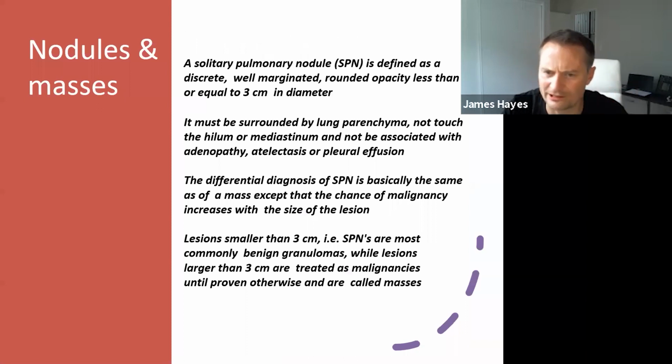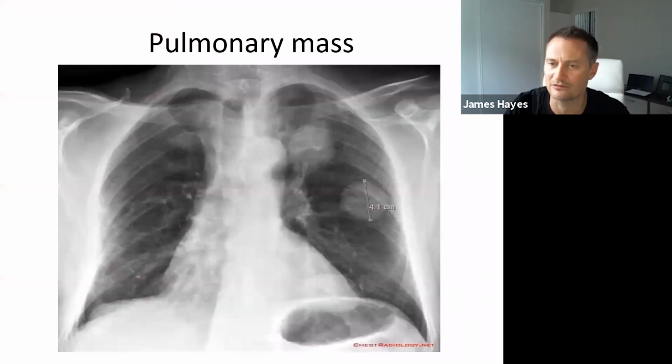Okay, I'm certainly not going to read this, but by all means have a look at them. What this says, and I've managed to say it in a lot of words, is that a small opacity, less than 3 centimeters in diameter, is called a solitary pulmonary nodule, but if it's bigger, it's called a mass, okay? Nice and simple, so the 3 centimeters. There's other things, it's got to be well marginated, and it can't touch the lung parenchyma, but the main thing is the size, okay?